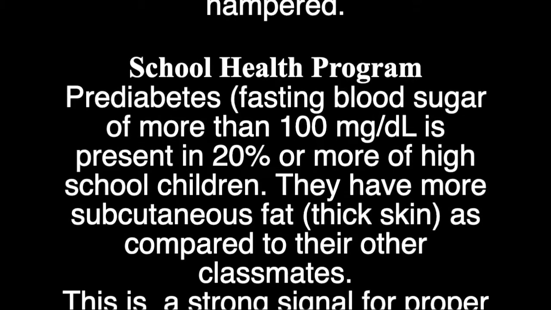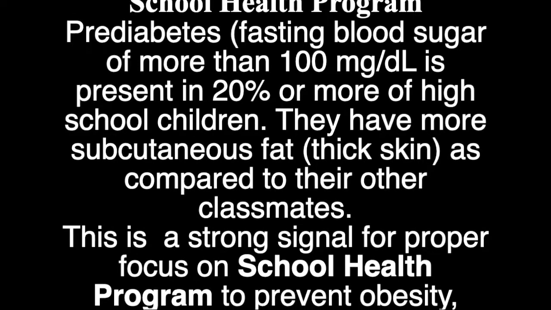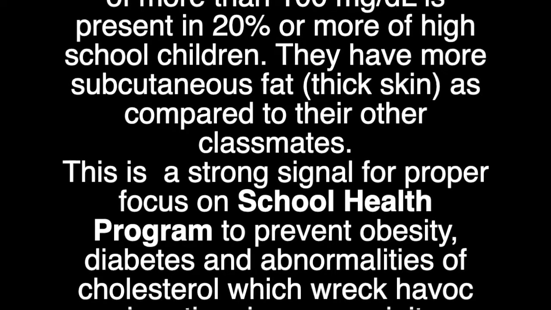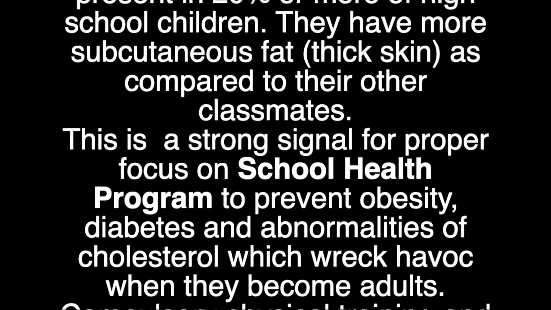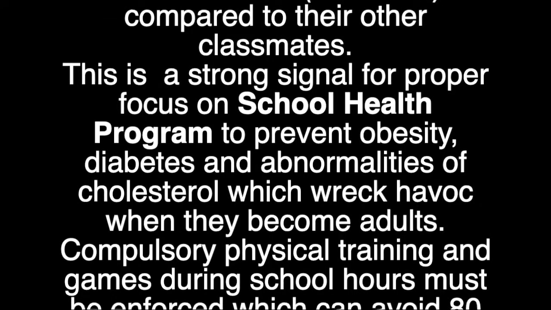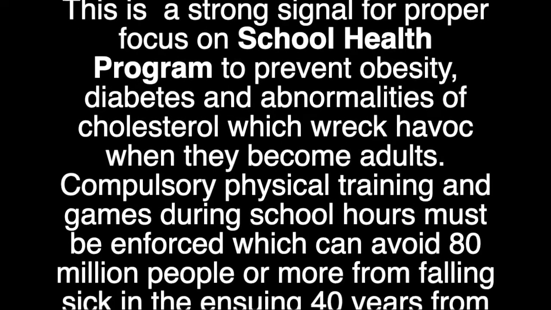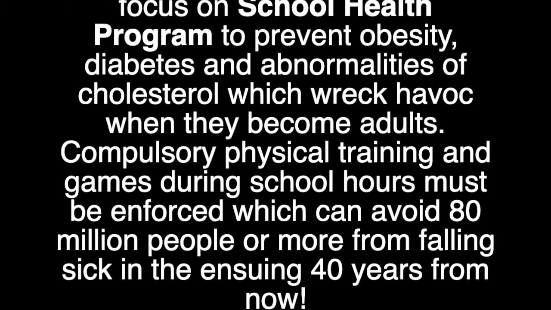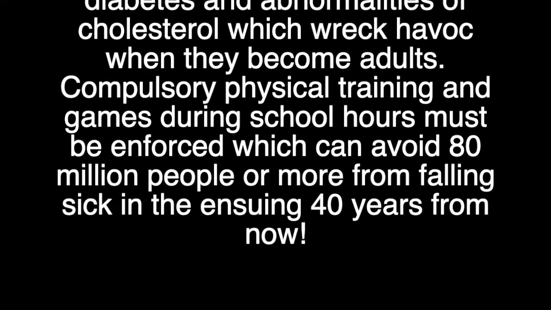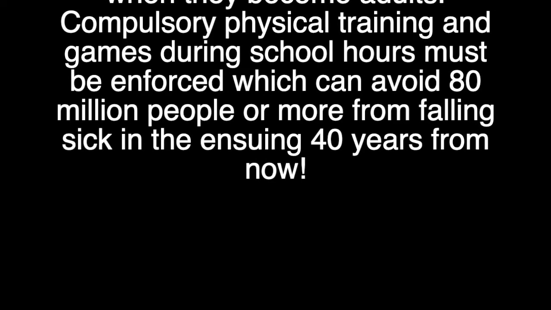School health program. Pre-diabetes, that is fasting blood sugar of more than 100 mg per deciliter, is present in 20% or more of high school children. They have more subcutaneous fat, thick skin as compared to their other classmates. This is a strong signal for proper focus on school health program to prevent obesity, diabetes and abnormalities of cholesterol which wreak havoc on the children when they become adults.